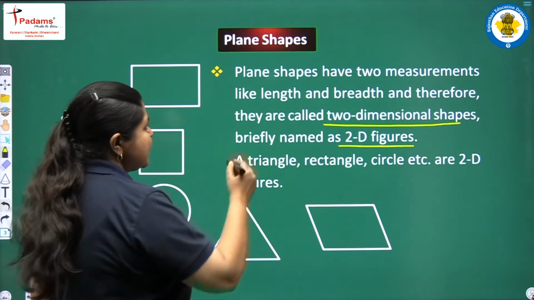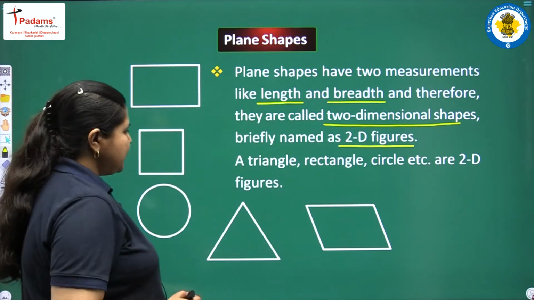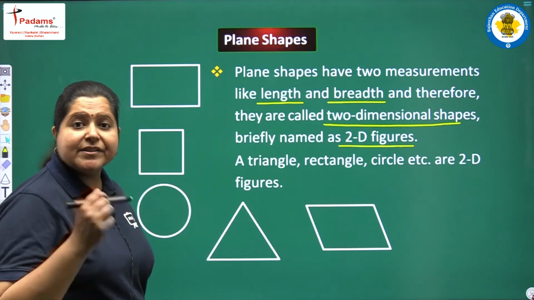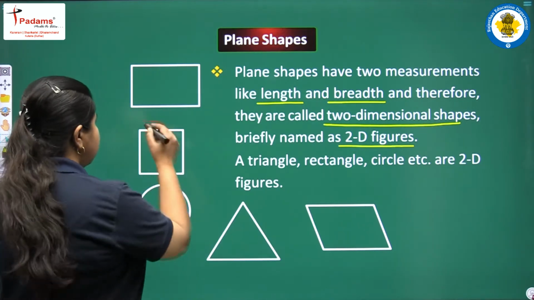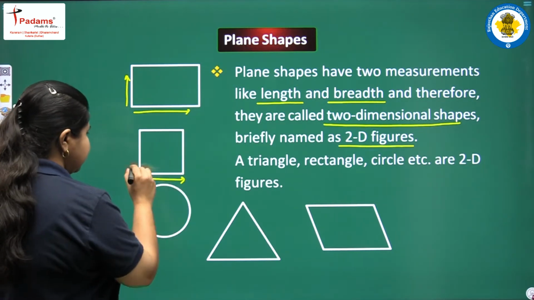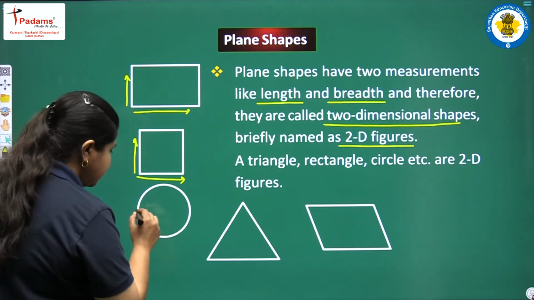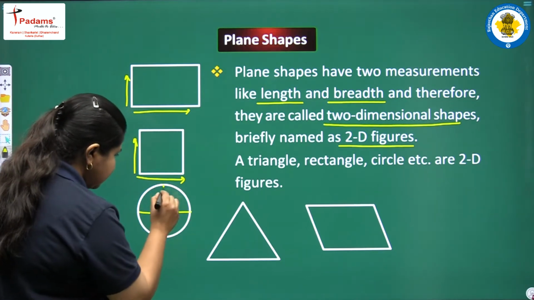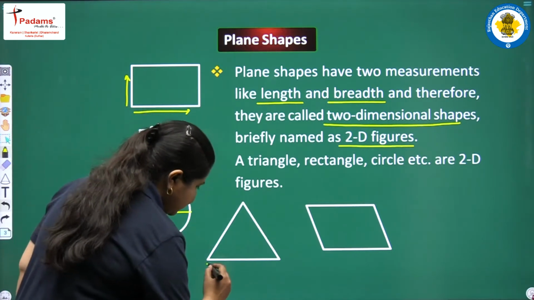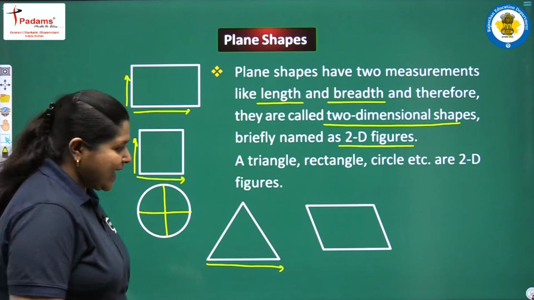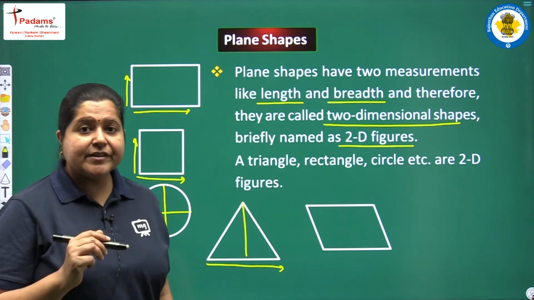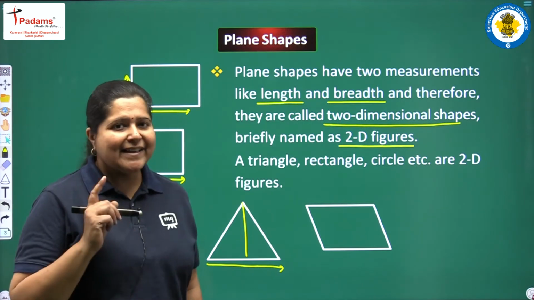Here the two dimensions are their length and the breadth, and the examples are these shapes: rectangle, square, circle, triangle and so on. These are two-dimensional figures because they have two measurements, one along their length and the other along their breadth. Similarly here, this is the length and this is the breadth. In case of a circle, we have one diameter along its length and the other diameter along its breadth, and these two diameters are equal in measurement. Now in a triangle, its base can be taken as its measurement along its length and its height can be taken as its measurement along its breadth. So all these are two-dimensional figures where the two dimensions are their length and their breadth.